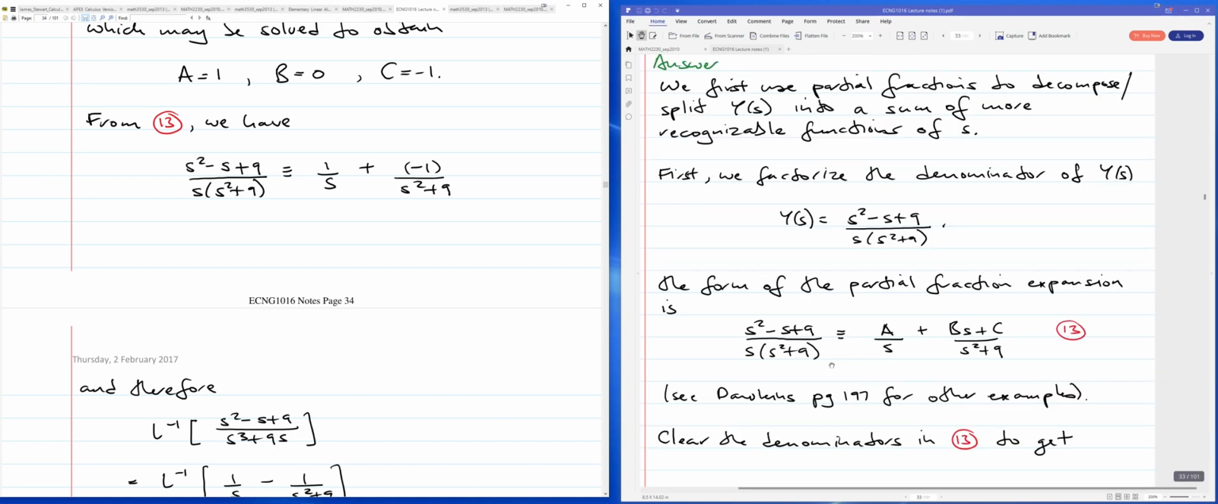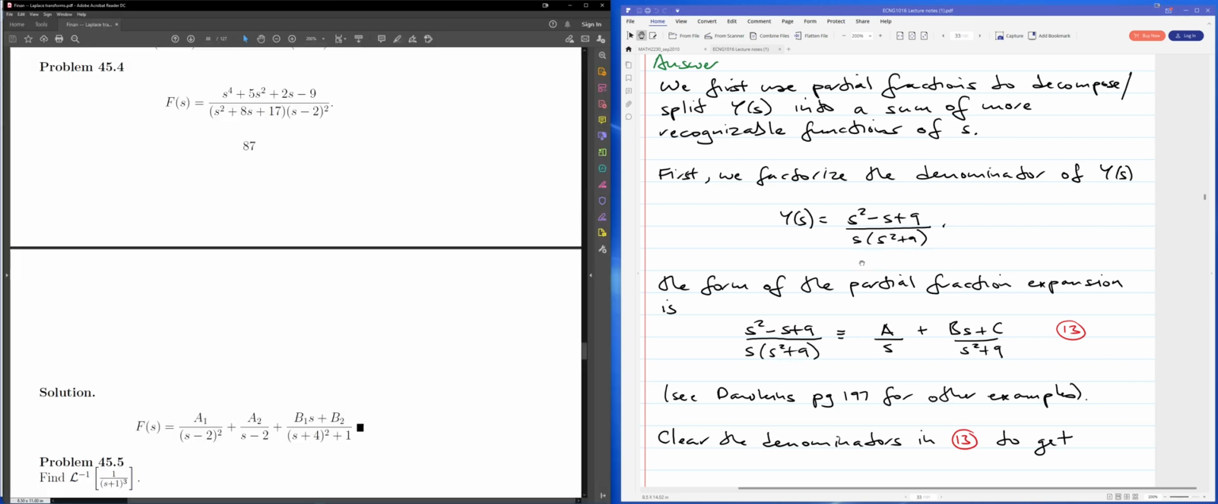The form of your partial fraction expansion depends on the factorization of the denominator. In this case, the form of your partial fraction expansion has to do with the fact that you have a linear factor here, s, and then a quadratic factor, s squared plus 9. If you have a linear factor, which is the s here, you're going to have some constant, and you call that constant big A over the s.